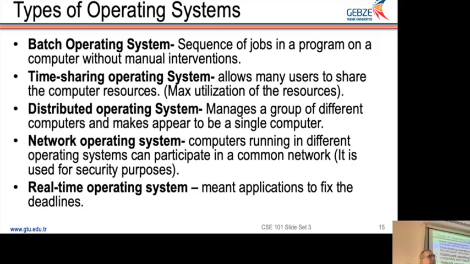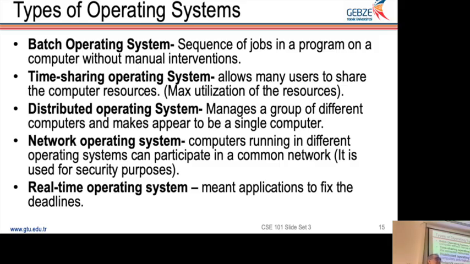There are various kinds of operating systems. Five main types are listed here. Batch operating systems: things happen one by one. Time sharing operating systems, which do one task a little bit, another one a little bit, another one a little. So these are time-shared operating systems: macOS, Android, Windows, Unix, Linux, those are time sharing operating systems.